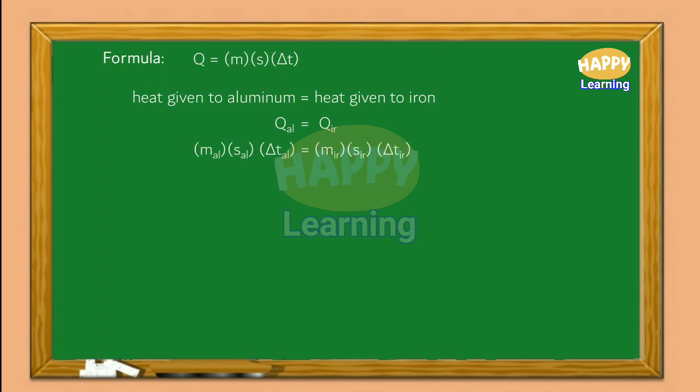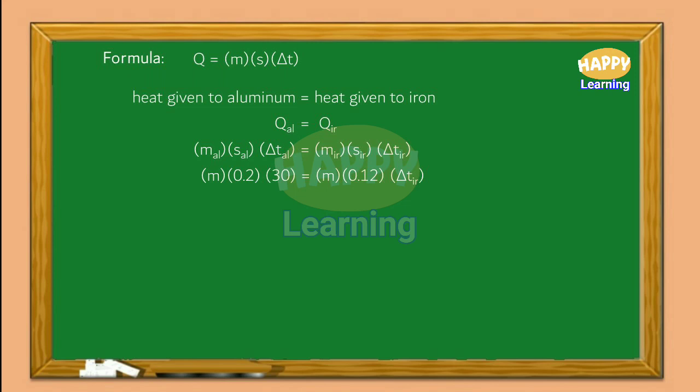Now let us write the formula for each one. On LHS side, Q AL can be written as M AL into S AL into delta T AL. That is equal to, on the right hand side, Q IR can be written as M IR S IR into delta T IR. AL stands for aluminum, IR stands for iron. Now substituting the values, LHS side, M into 0.2 into 30 is equal to, on the RHS side, M into 0.12 into delta T IR.